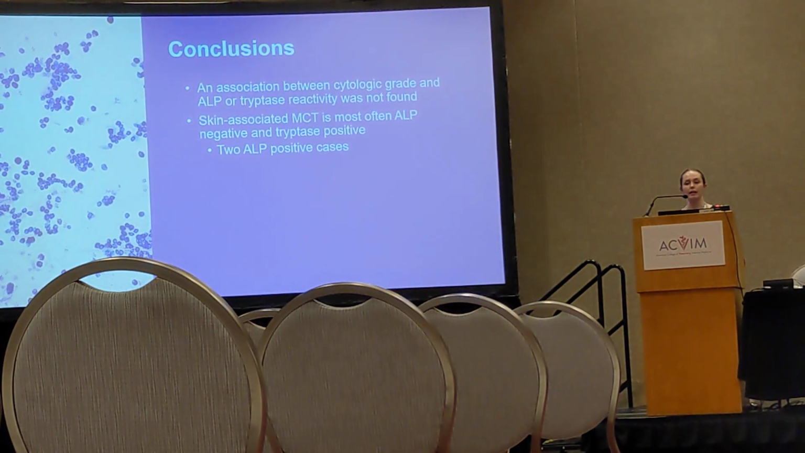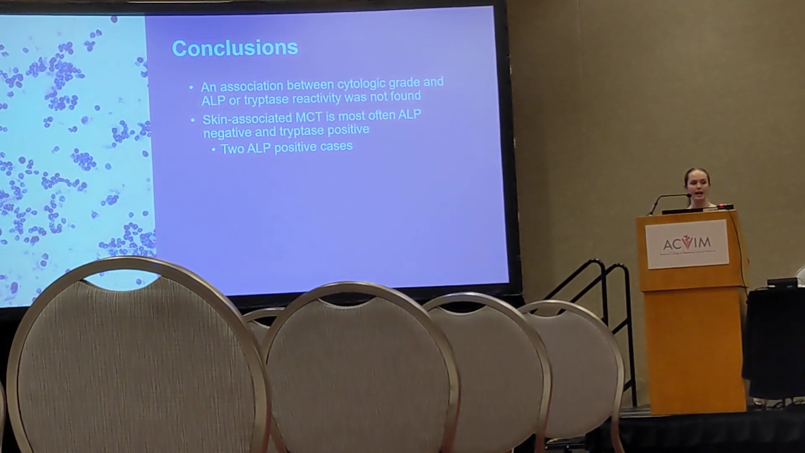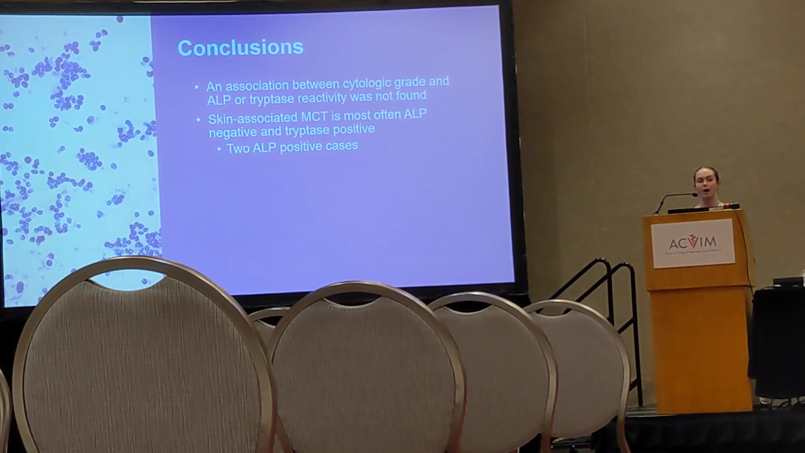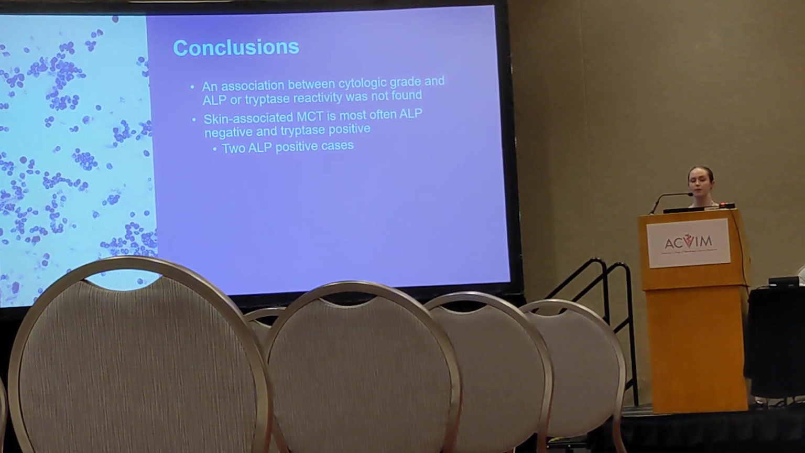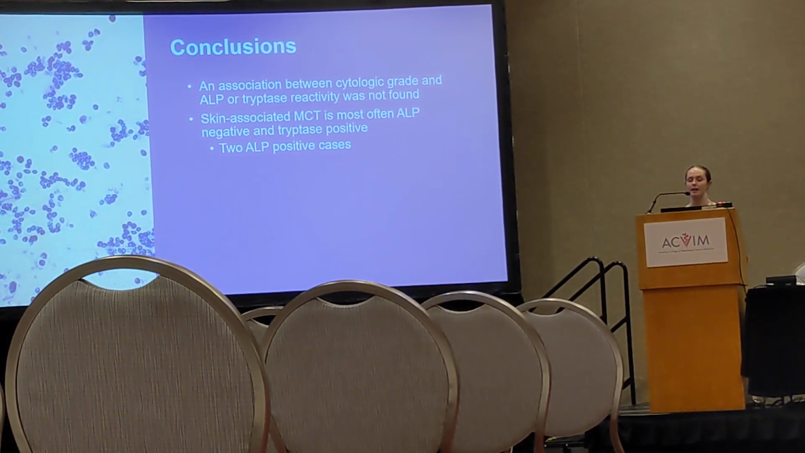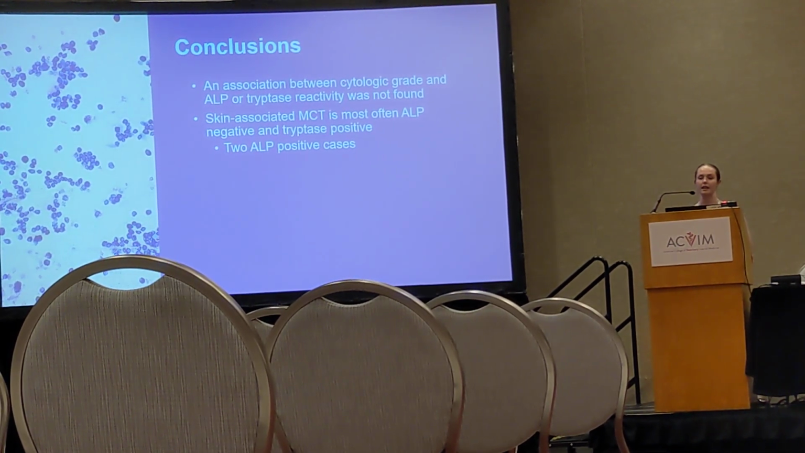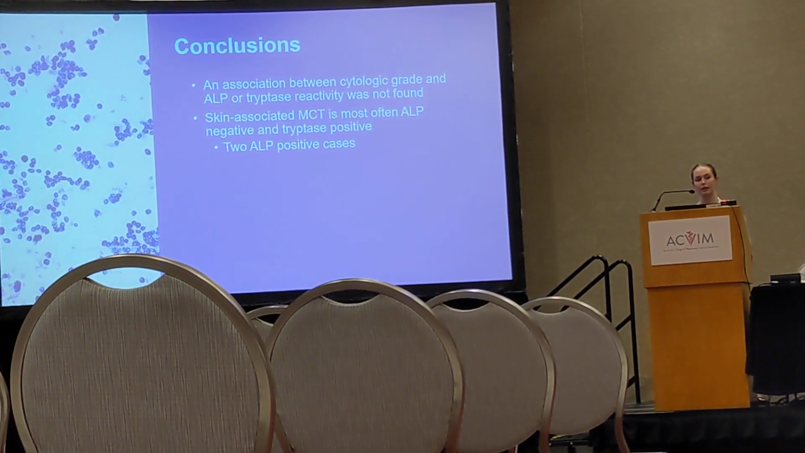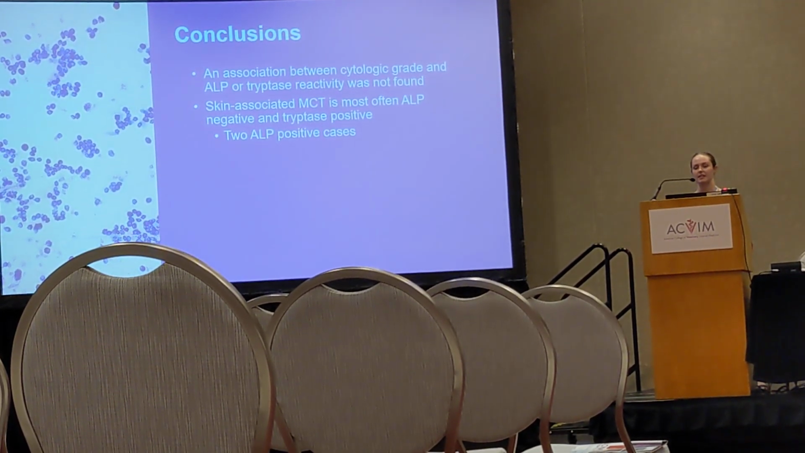So talking about what we have learned from this project, an association between cytologic grade and ALP reactivity or tryptase labeling was not found. However, I did demonstrate that immunocytochemistry can be used for mast cell tryptase labeling. When calculating the sensitivity using this data set, with the assumption that the negative result in that high-grade tumor category was a false negative, the sensitivity comes out to 96.4%.